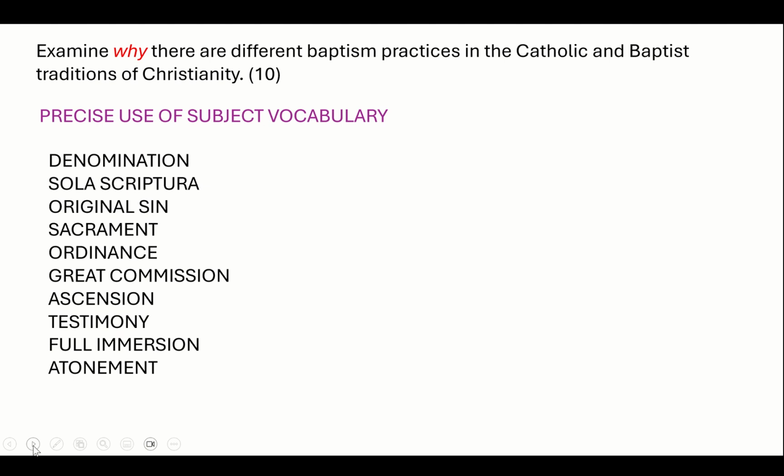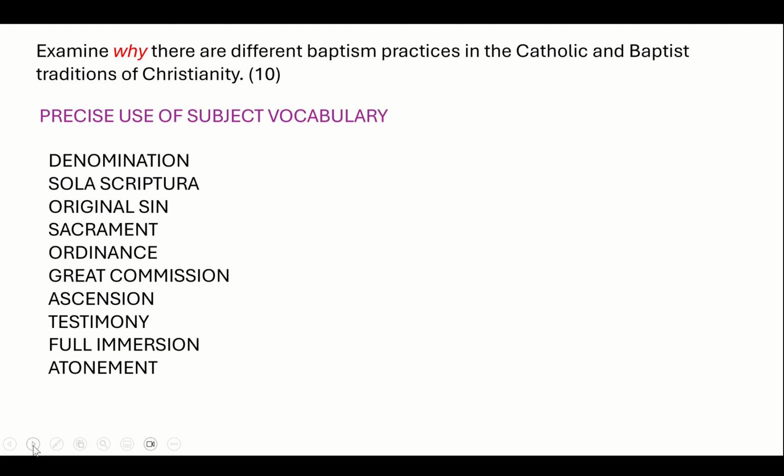Lastly, let's just talk about precise use of subject vocabulary. So, as I said at the start, there are different reasons that you could give to mine to explain why there are different baptism practices in the Catholic and Baptist traditions. But based on the reasons that I gave, these are some examples of subject vocabulary that I was able to use just in even my plan. So we have denomination, sola scriptura, original sin, sacrament, ordinance, Great Commission, ascension, testimony, full immersion, and then there's atonement, if I was going to be talking about original sin.